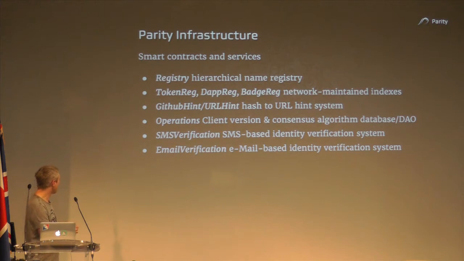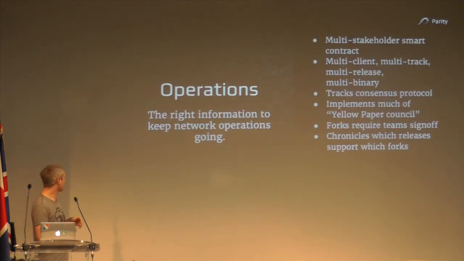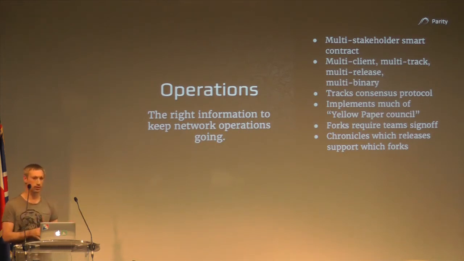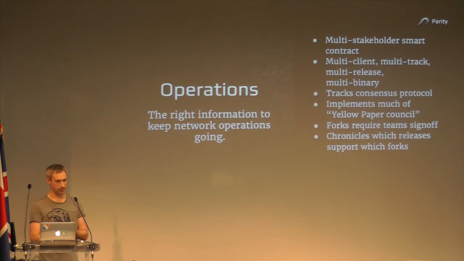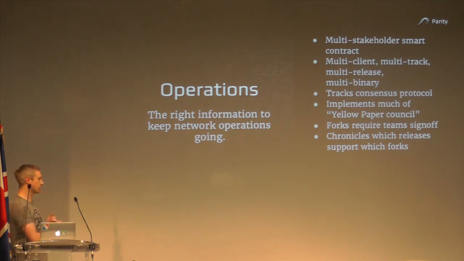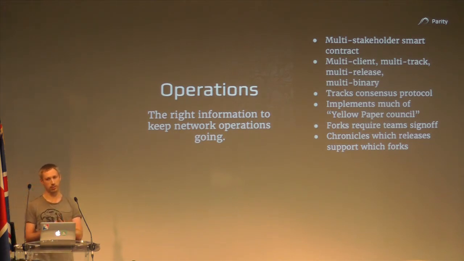The three more interesting ones came out with the 1.5 release: Operations, SMS, and email verification. Operations is what powers the auto-update of Parity, but in principle it can do an awful lot more. Basically, it's meant to be a contract which chronicles the state of not just the Parity client, but in fact any client, all of the release tracks of those clients, and all of the binary versions of those releases. And then on top of that, it chronicles the different consensus versions of the network. So basically, the different forks of the network itself.